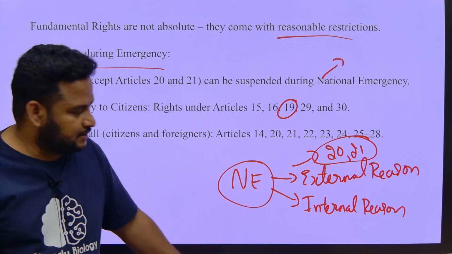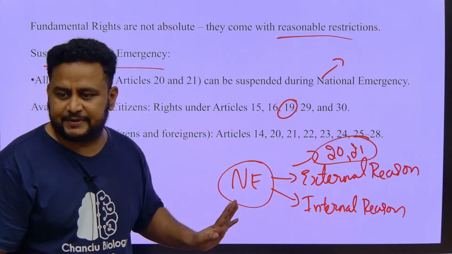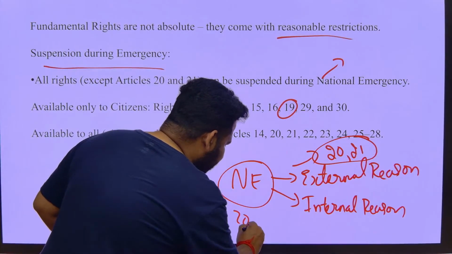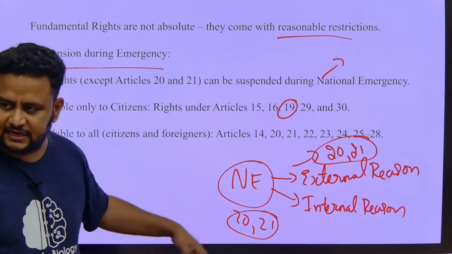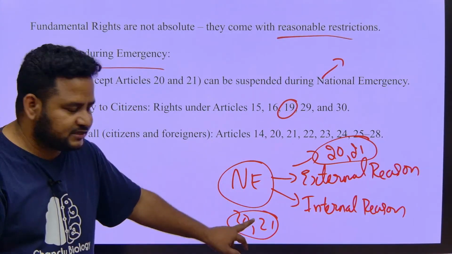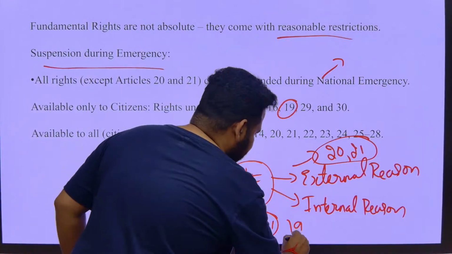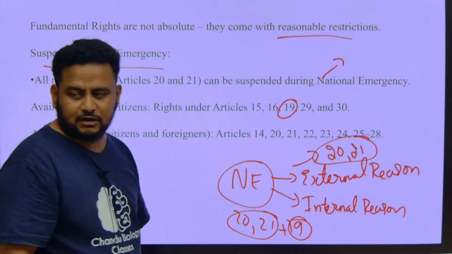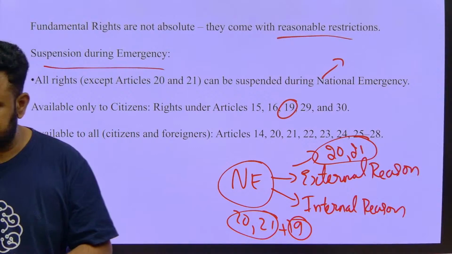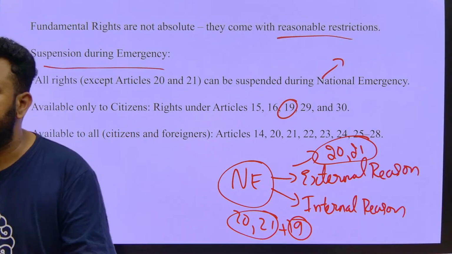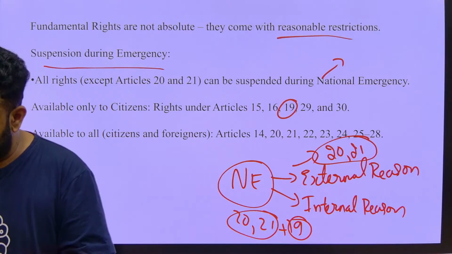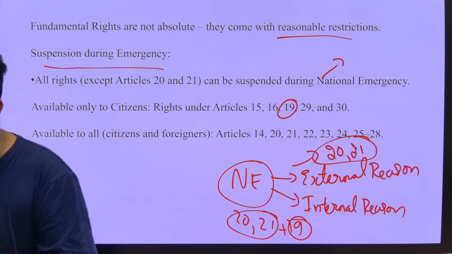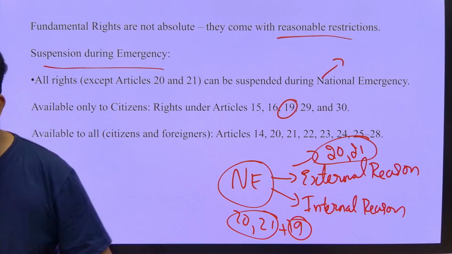It will be suspended. But if it is due to an internal reason, Articles 20 and 21 will be available, correct? I told you 21 and 20 will be available during any kind of emergency. But along with this, even Article 19 will also be available. If national emergency is due to external reasons, only 20 and 21 will be available. If it is due to internal reason, 20 and 21 along with Article 19 will also be available. Is it clear? So, no need to get confused.